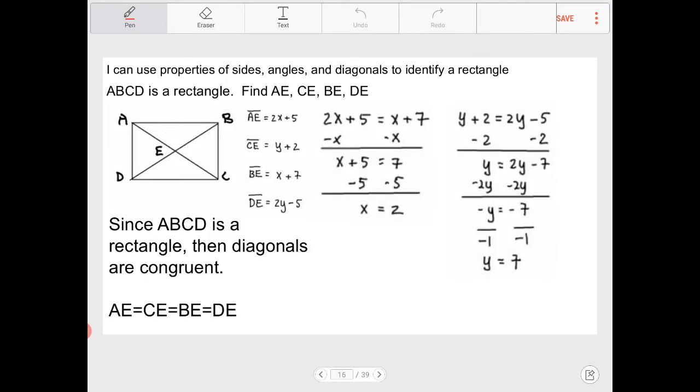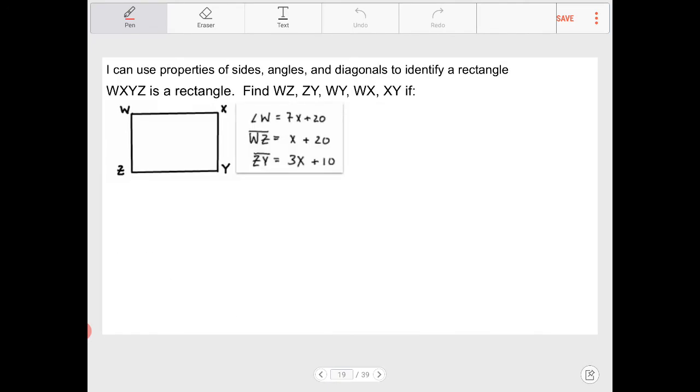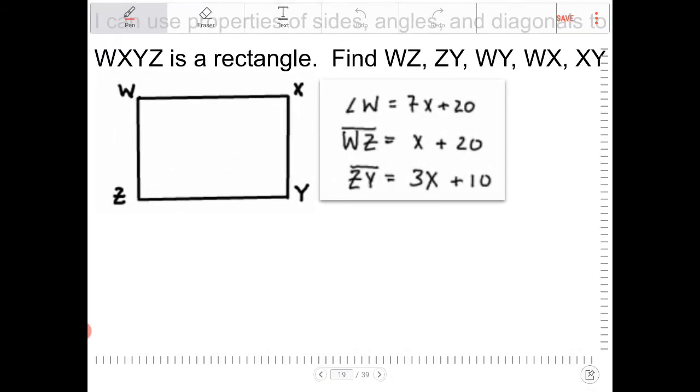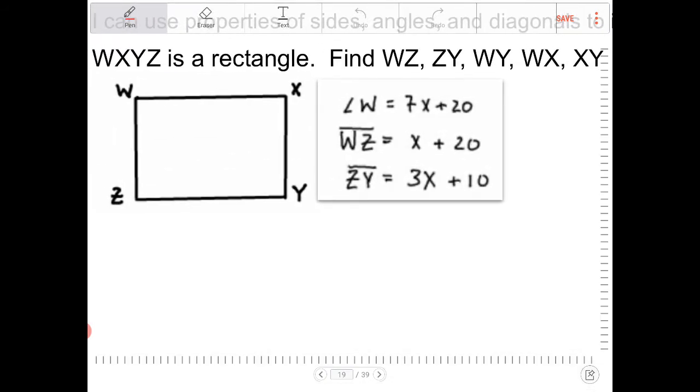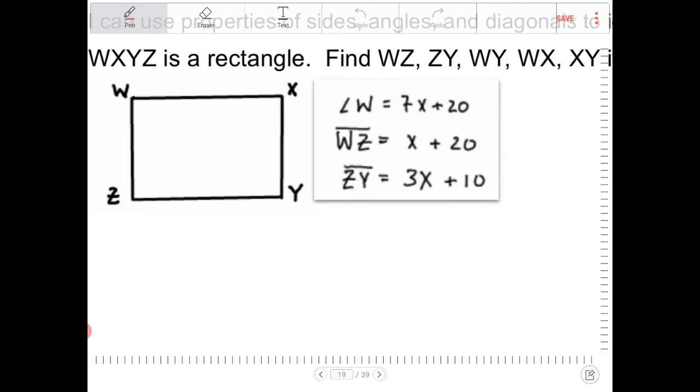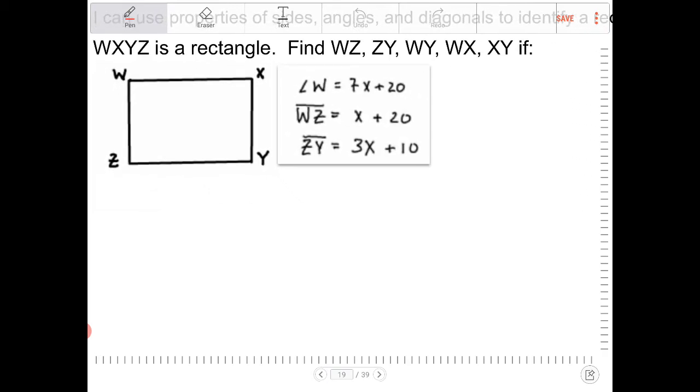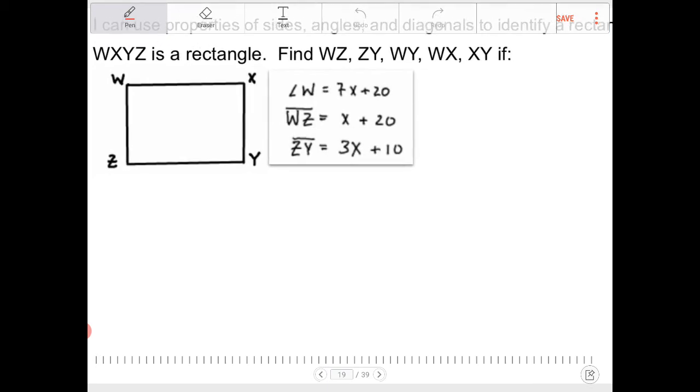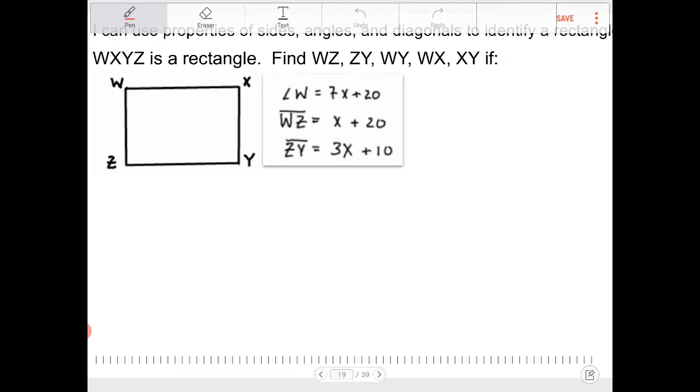Let's take a look at another problem. So again, I'm telling you that WXYZ is in fact a rectangle, and I'm telling you that angle W is equal to 7x plus 20, WZ is equal to x plus 20, and then ZY is equal to 3x plus 10. Pause the video, see if you can figure this out on your own first, and then we'll get back together.